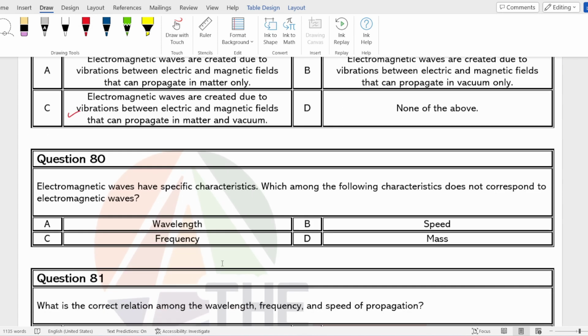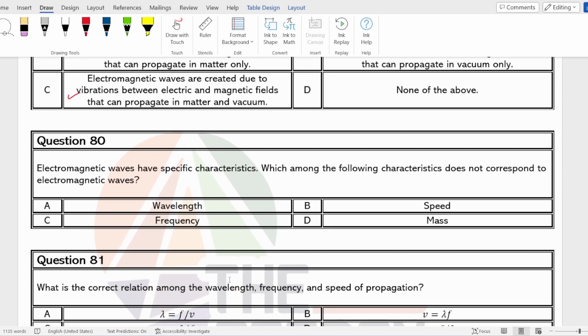We move to question 80. Electromagnetic waves have specific characteristics. Which among the following characteristics does not correspond to electromagnetic waves? A. They have wavelength. They also have a speed. They have frequency, but they do not have a mass. So this characteristic is not correspondent to electromagnetic waves. So the answer is D.